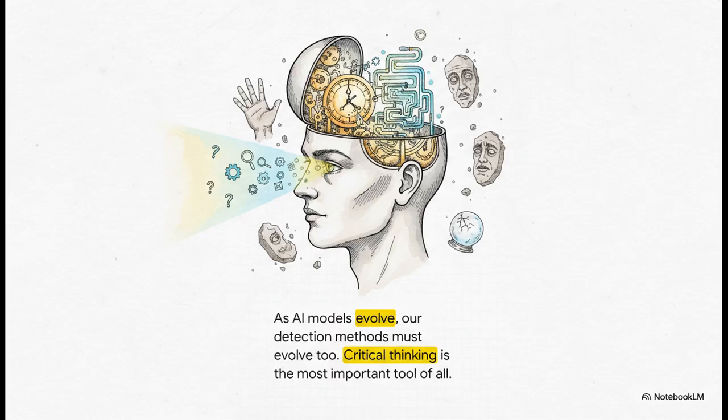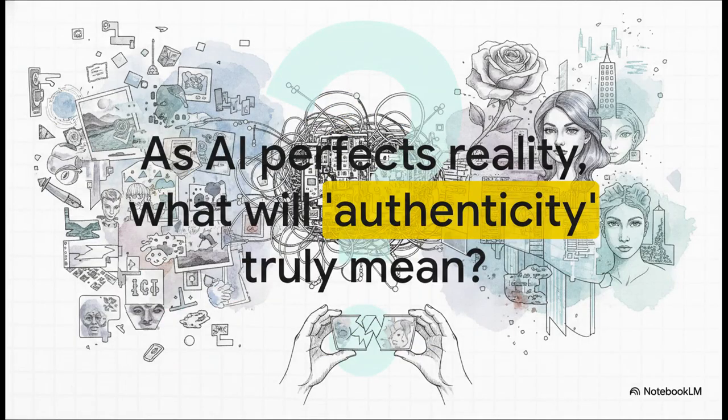But the one tool that will always be important is your own critical thinking. That never goes out of style. It's the constant practice of questioning what you see, considering the source, and just asking why. And that leaves us with a fascinating and maybe a little unsettling final thought to chew on. As these tools get closer and closer to perfection, as they create images that are visually and logically indistinguishable from reality, what will our definition of authentic even become? What does it mean for an image to be real in a world where a flawless fake can be generated in seconds? It's definitely something to think about.